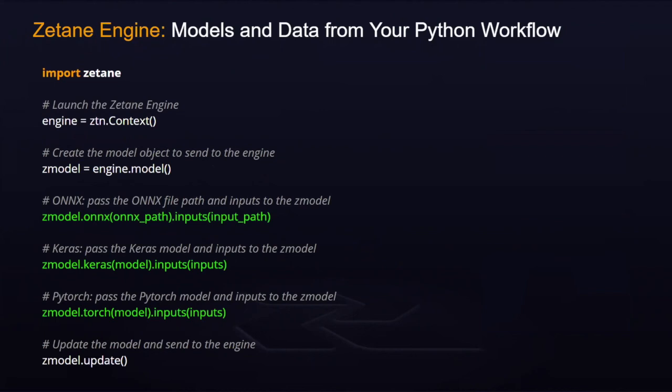And just for the Python people, what you usually do is you import Zetane, you start the context, which is starting the engine. That's not for the viewer part. I think we have a 30-day trial version. So to be able to connect your Python to create your own models and inspect them, depending on your framework, which is ONNX, Keras, or PyTorch, you can send your input in your model.